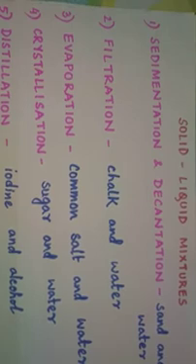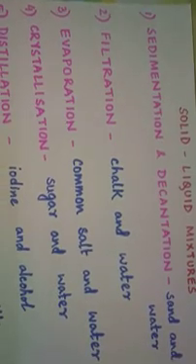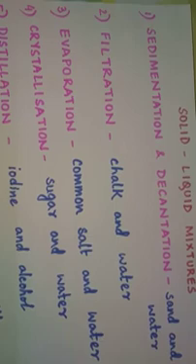The first type of separation method that we have is sedimentation and decantation. Just like the last day, I have put everything in the form of examples. The example I take is sand and water. I have taken a beaker, or any container you have in front of you, and you take a little bit of sand into it and add quite a lot of water.